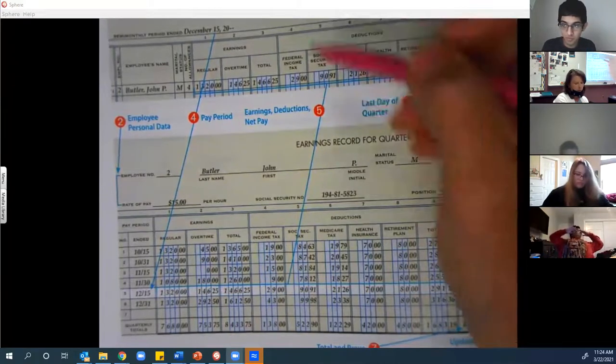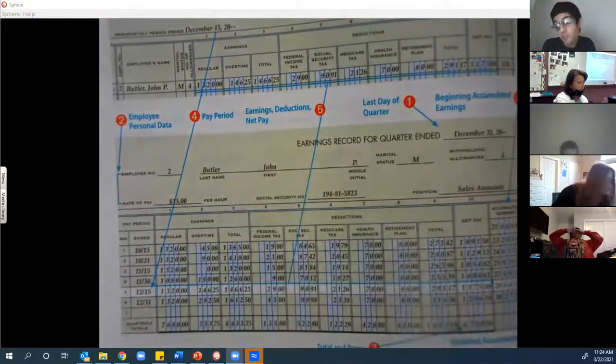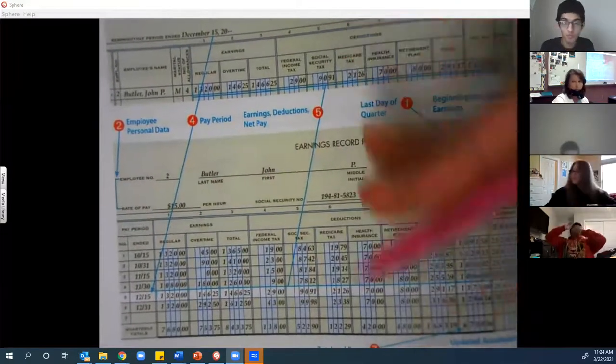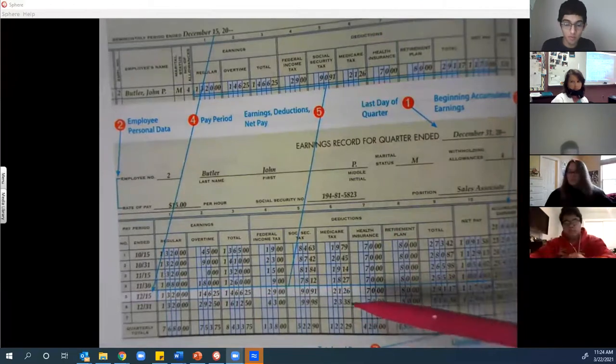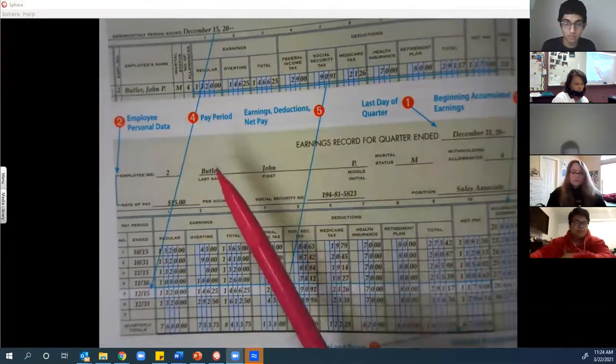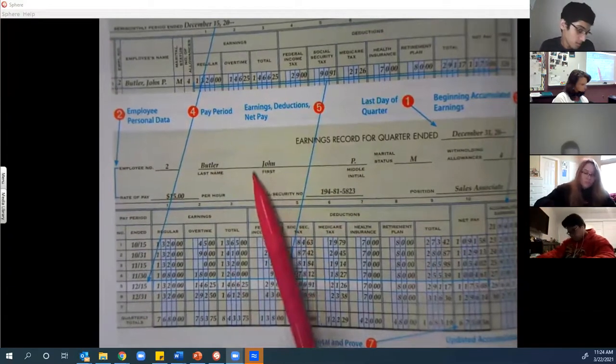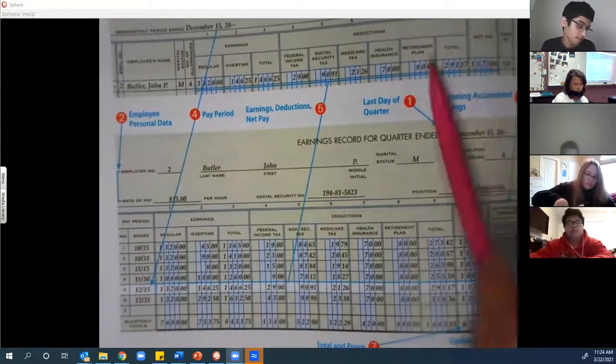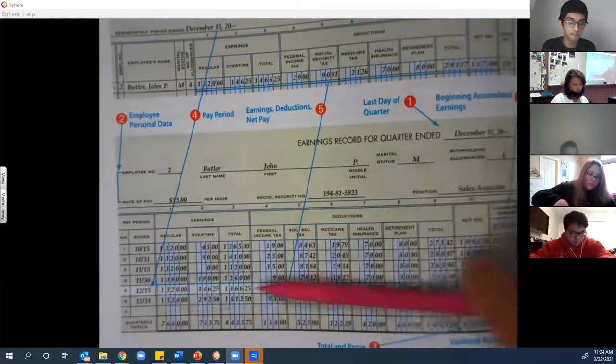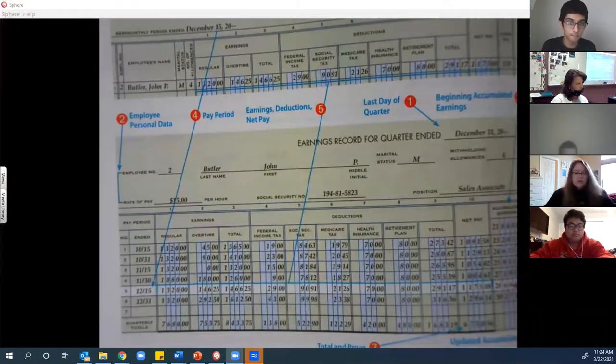Okay, so we've got information we calculated, we make sure it gets in the payroll register, and then we basically duplicate that into their specific earnings record. So this record right here is just for John Butler. All of these names and numbers just got moved down to here for this pay period.